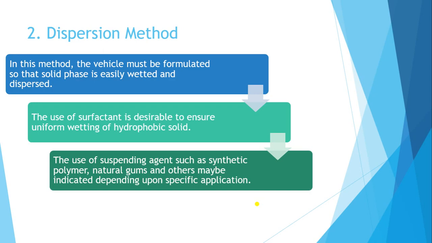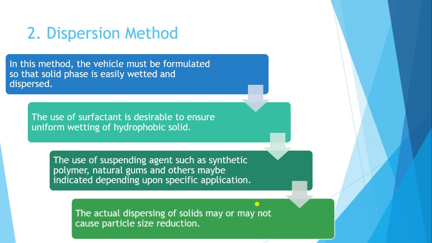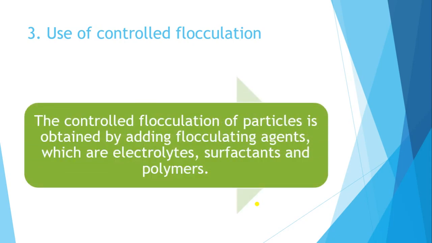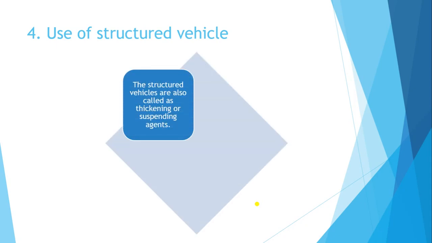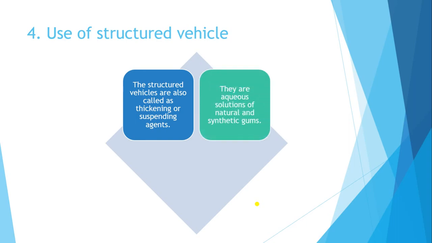These surfactants are synthetic polymers and natural gums. Then the third method is the use of controlled flocculation, where flocculating agents are used, and the use of structured vehicles, that is, the thickening agents. Structured vehicles are called thickening agents or suspending agents.